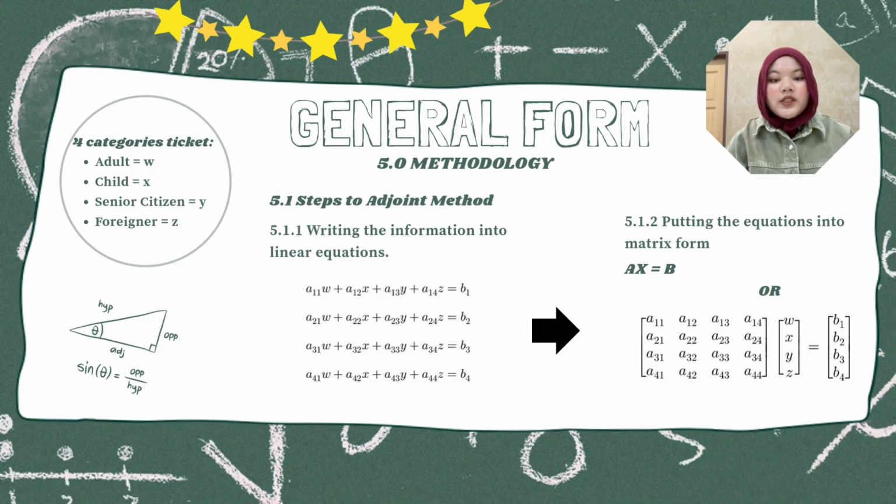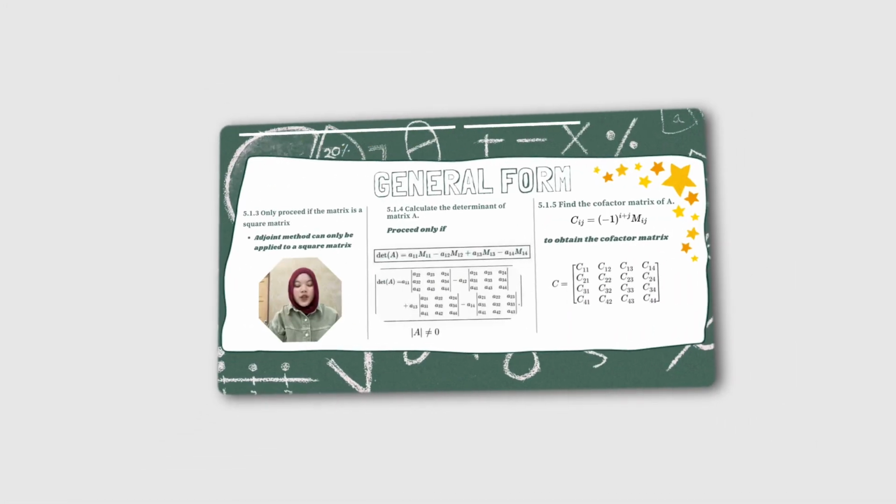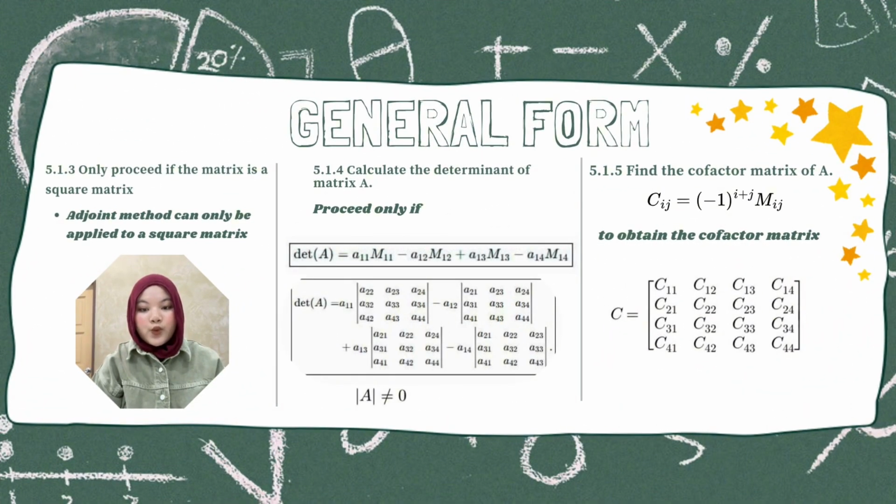Next, all the information given in the question is written as a system of linear equations. After that, the equations are converted into matrix form AX equals B, where A is the coefficient matrix, X contains the unknown variables, and B is the constant matrix. This matrix form allows us to apply the adjoint method. Before applying the adjoint method, we first ensure that matrix A is a square matrix because the method can only be used for a square matrix.